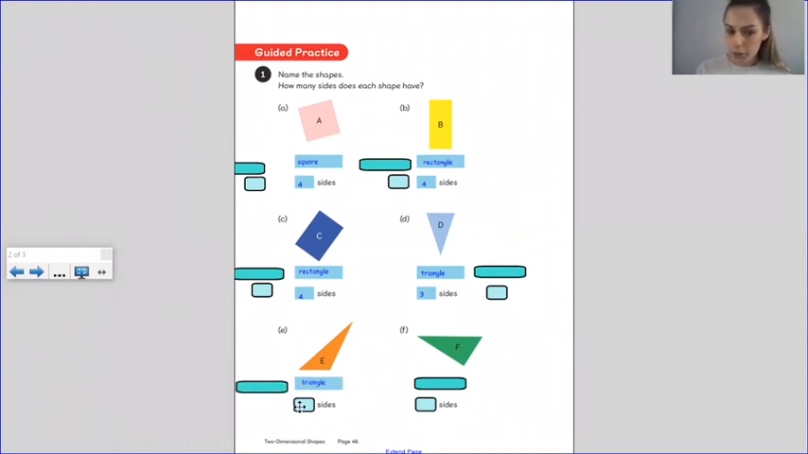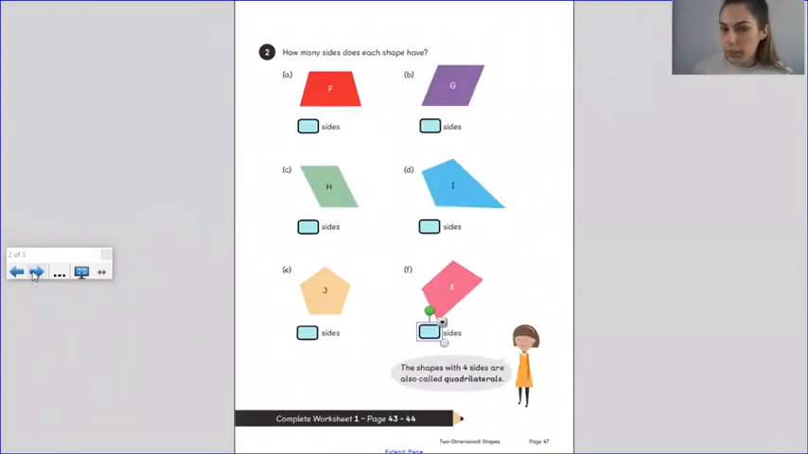Another triangle with 3 sides. Are you ready for this one? I think you'll get this one quickly too. Another triangle. 3 sides again. Well done if you joined in there. Now here we have some different shapes again.